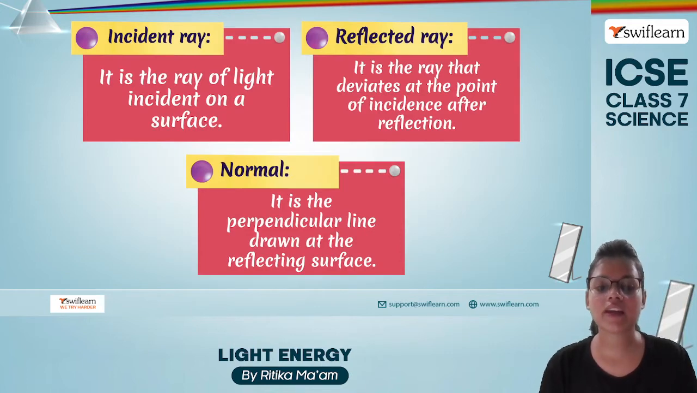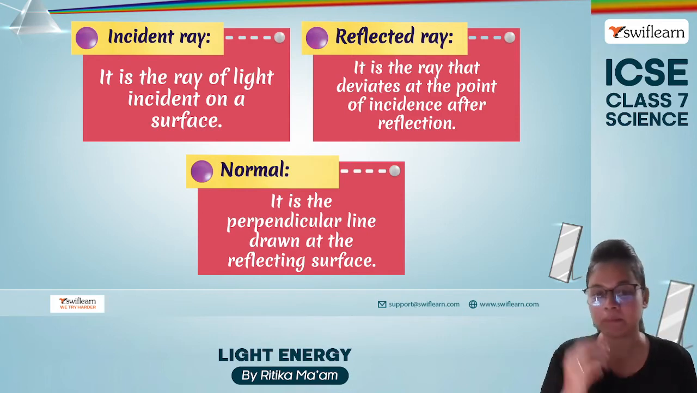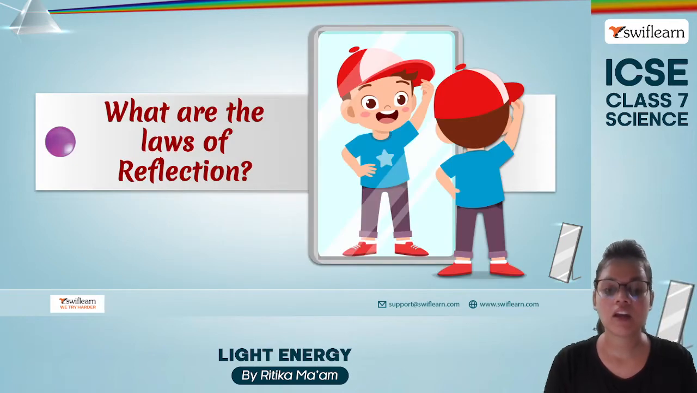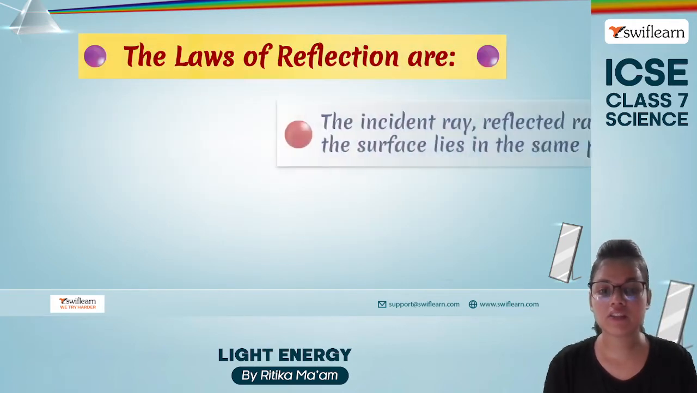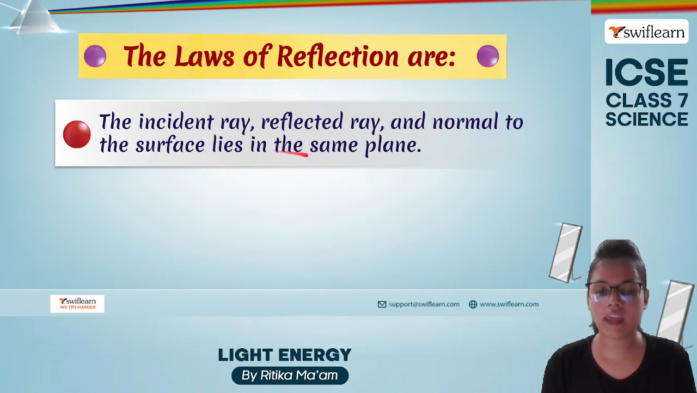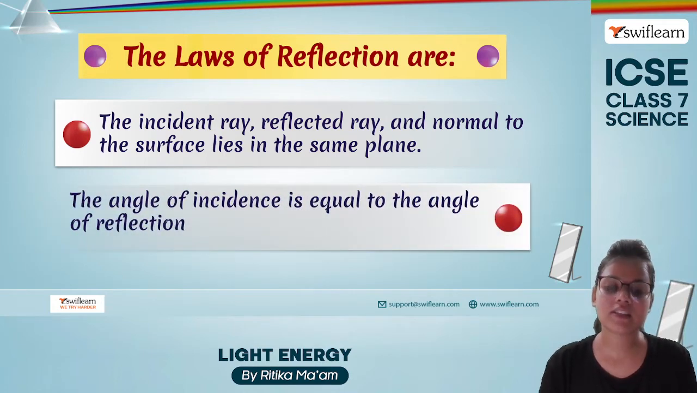So incident ray is the ray of light which is coming out or incident from any surface. Reflected ray is the ray which emerges after reflection. Normal is perpendicular to the reflecting surface. Now, what are the laws of reflection? We studied about 2 laws of reflection. The first one was that the incident ray, reflected ray, and normal to the surface all lie in the same plane. And the second one said the angle of incidence is equal to the angle of reflection.